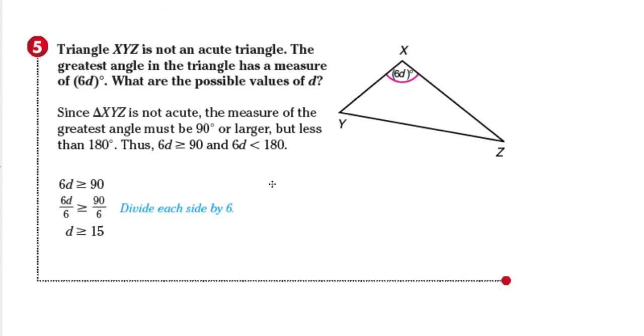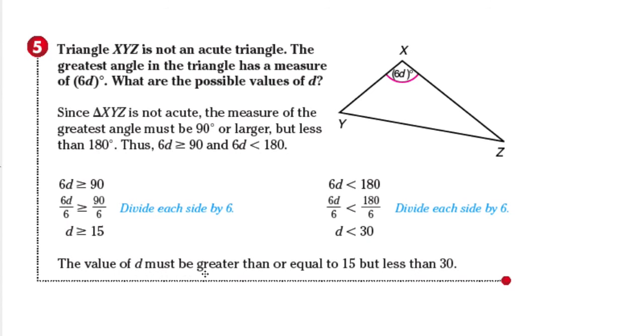Let's look at the next inequality. 6D is less than 180. Divide both sides by 6, and we end up with D is less than 30. So the value of D must be greater than or equal to 15, but less than 30. That's how you use solving inequalities to solve problems such as this one.